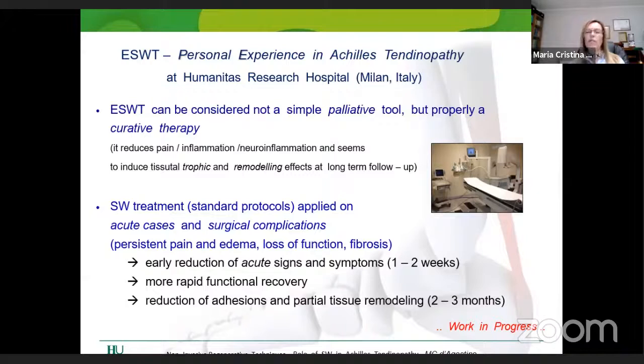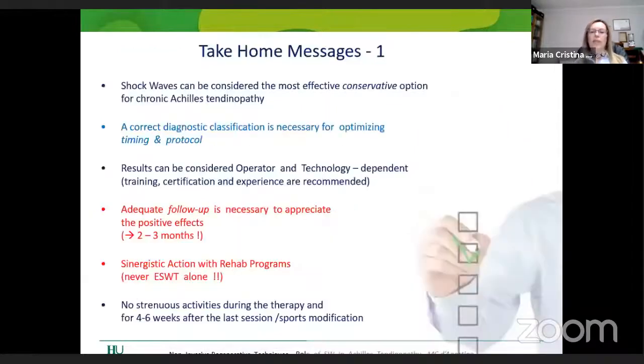Modulation of inflammation is at the base of the trophic and regenerative effect with shockwaves. So we are able to apply shockwave treatment soon after surgery in acute cases, if we have some surgical complication, for example, persistent pain, edema, loss of function, and fibrosis, as you can remodel all these bad effects after surgery.